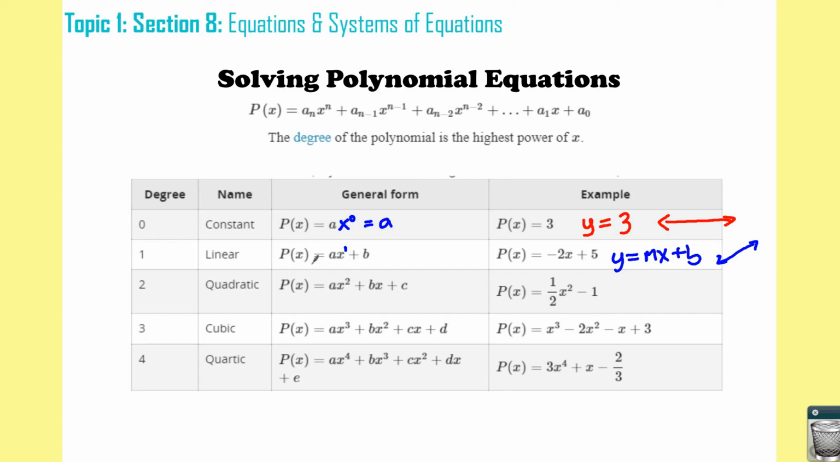So the next one would be your quadratic, ax squared plus bx plus c. Whenever you see an x squared, it's a quadratic. And cubic is x cubed. Quartic is x to the 4th. Quintic is x to the 5th. You keep going, but nobody really goes up that high. Okay, these are your basic ones. These are the ones we manipulate.